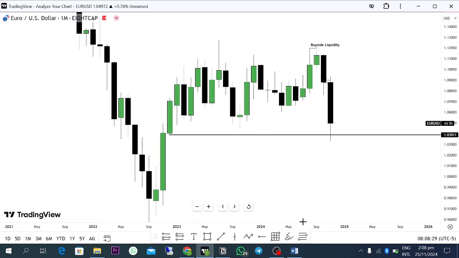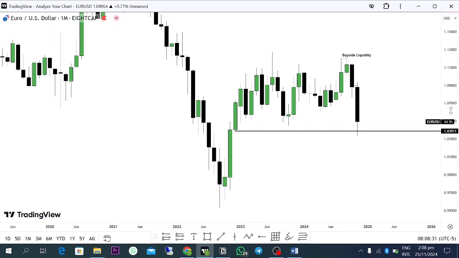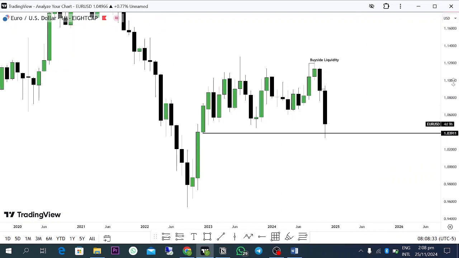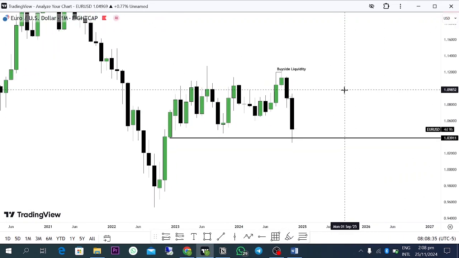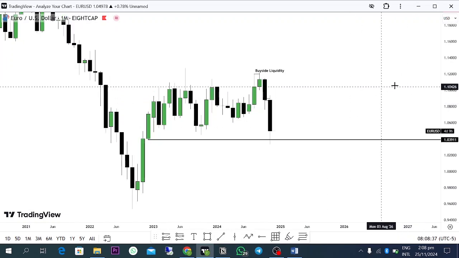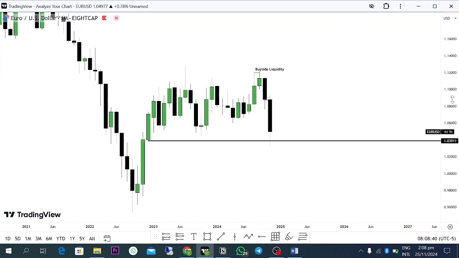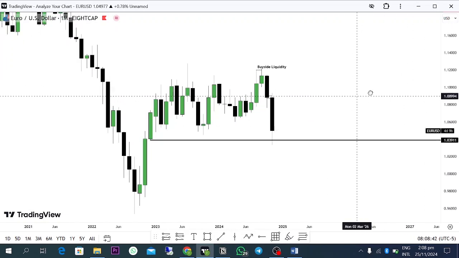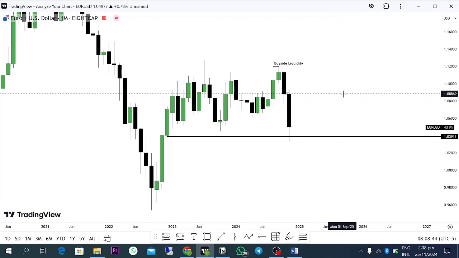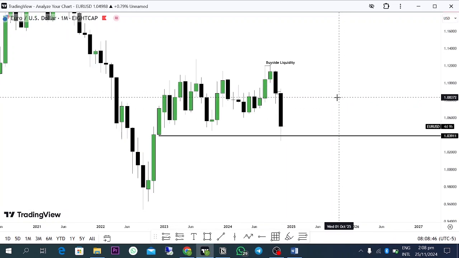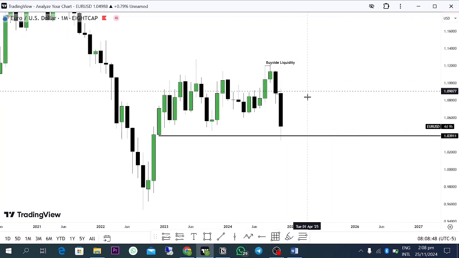lows here. For this week, it is a new week, and the goal and objective for the week is to try to understand what direction the weekly candle will be trading to. That is the goal for the week, or every week.